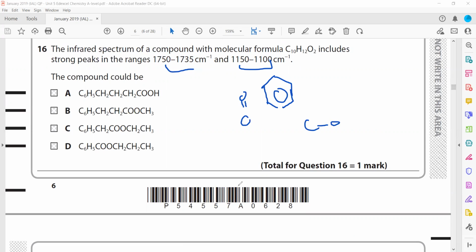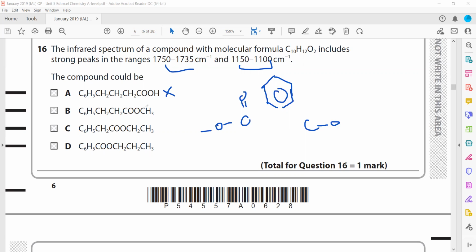So one is due to the benzene ring, one is due to the C double bonded with O group. So it means it should be an ester and contain a benzene ring. When we check the options, this is a carboxylic acid. This is also an ester. But here, the main peak or the strongest peak is due to benzene.